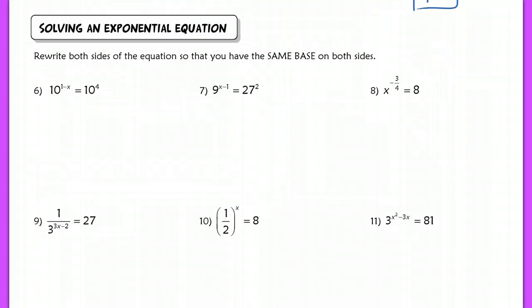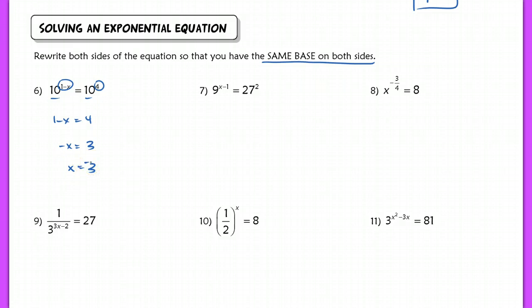You will also be solving exponential equations. Remember, when you want to solve an exponential equation, you have to have the same base on both sides. So in this first example here, because our bases are the same, that means that our powers must also equal each other. So to solve this, it's pretty simple. We would get x equals -3.